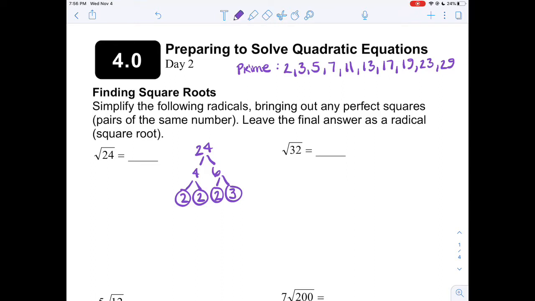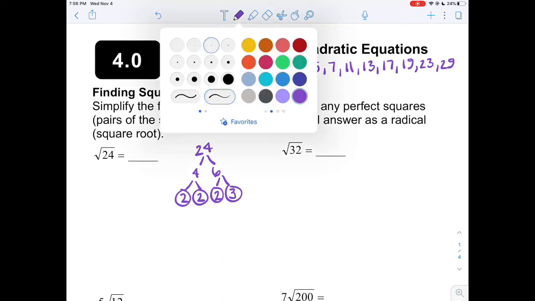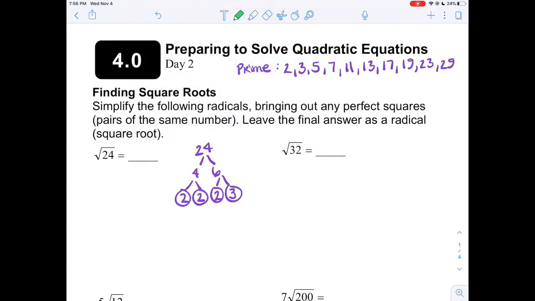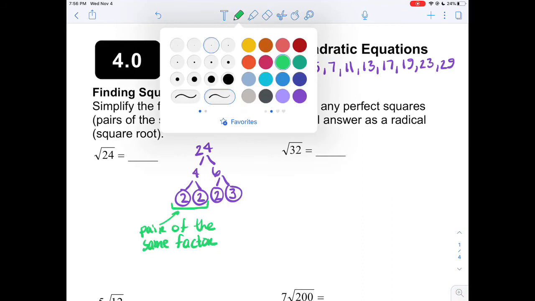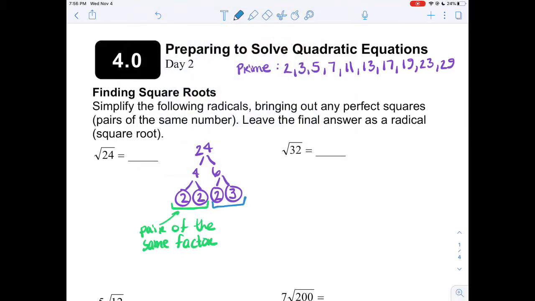So once we get our little tree, it's called a factor tree, but I almost think it looks more like a set of roots because it's going down and not up. But once we have our factor tree to where everything is circled because everything is a prime number, I'm going to be looking for pairs of the same factor. So I see that I have a pair of 2s. So this is a pair of the same factor. All right, and anything else that can't be paired up, we're just going to call everything else. So this is everything else.